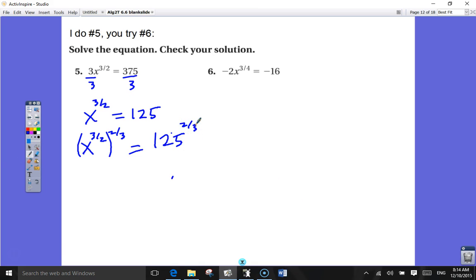What's 125 to the 2/3? The cubed root of 125 is 5. 5 squared is 25. And over here we have x. So 25, that's it. So try the number 6. Isolate, undo the radical, solve, if there's any solving to do. On this number 5, when I undid the radical, it was already solved. Too easy.